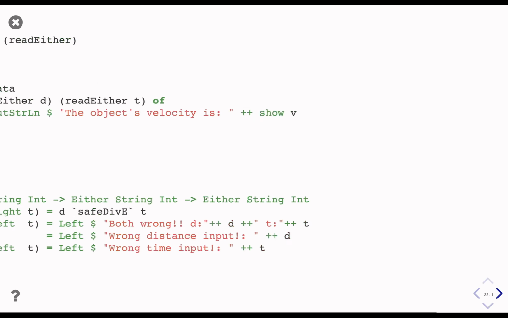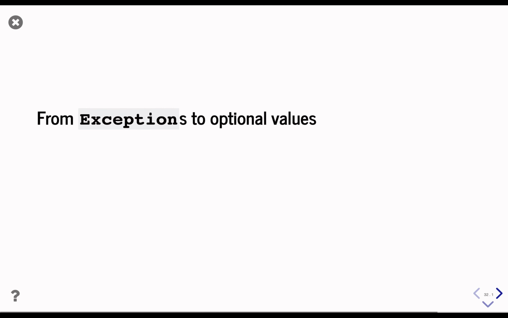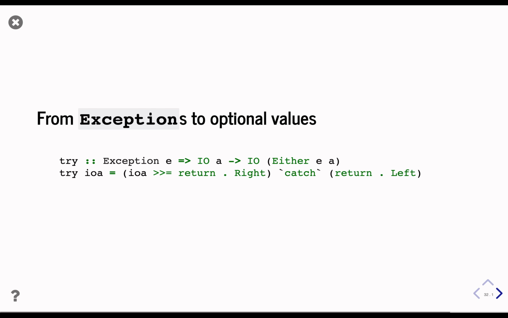Finally, there are ways to go from one to the other. We already saw how to go from normal values to exceptions. We just throw an exception. But what if we have an exception and we want an optional value? The easiest way to go about it is using the try function. The try function uses catch under the hood. Try takes an IO action and tries to run it.